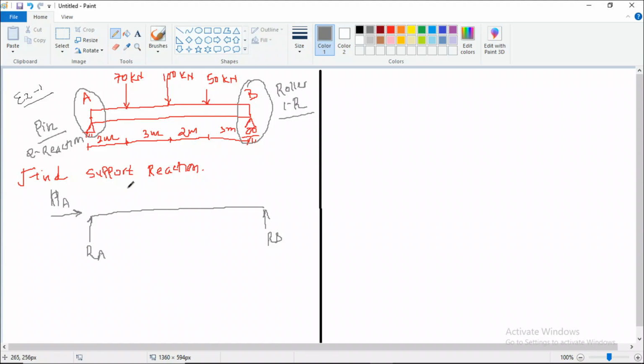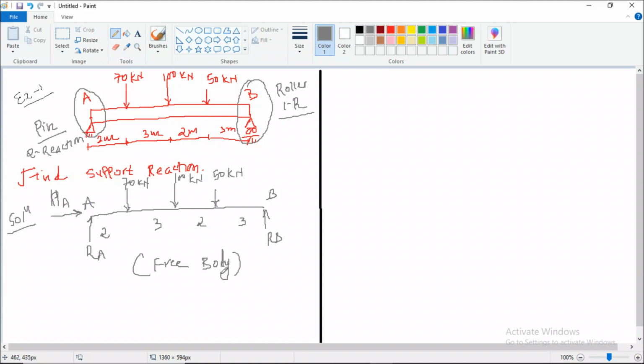All the other things remain the same. So let us say this is 70 kilonewton, this is 100 kilonewton, and this is 50 kilonewton. Distances are same, 2, 3, 2, 3. This is point A, this is point B. So this is the first step. We need to identify the unknowns that we need to find out. Now this is called a free body diagram, what we have drawn here, right? So we are considering the beam as a free body.